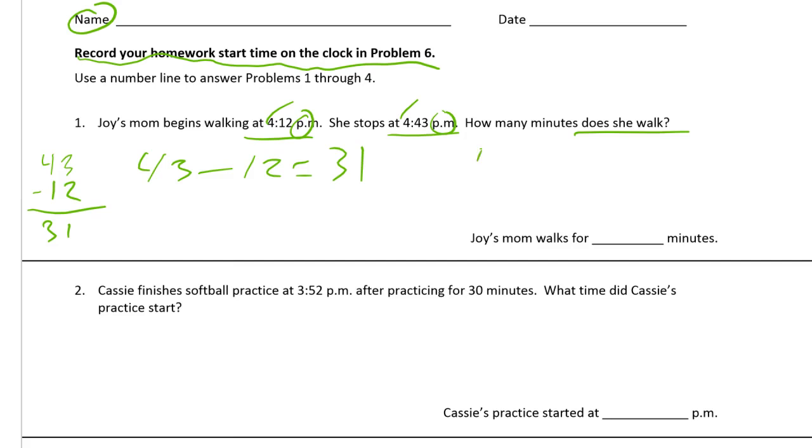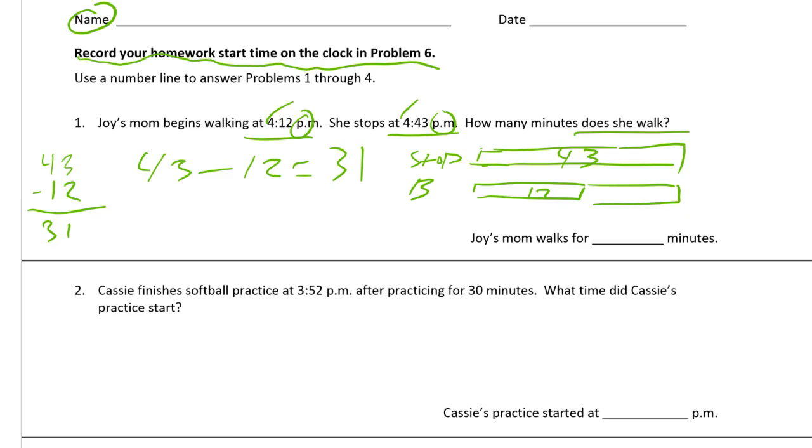And if you drew a tape diagram, it would look like this. Stops at 43. And this would be begins with a B. 12. And what's the difference between 43 and 12? That's what you're trying to find here. How much longer is 43 than 12? It was 31. 31 minutes.